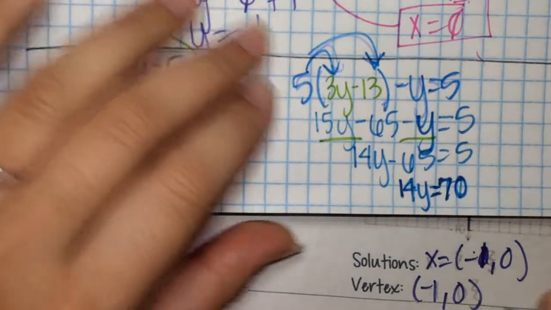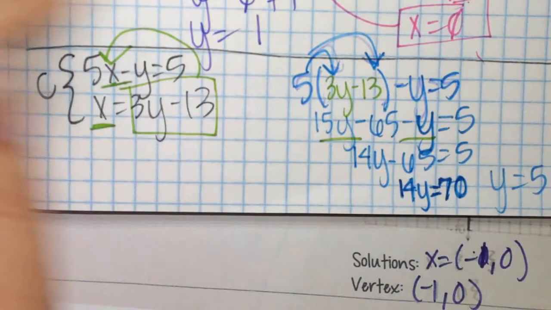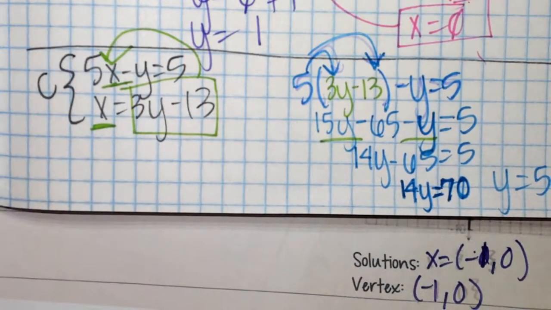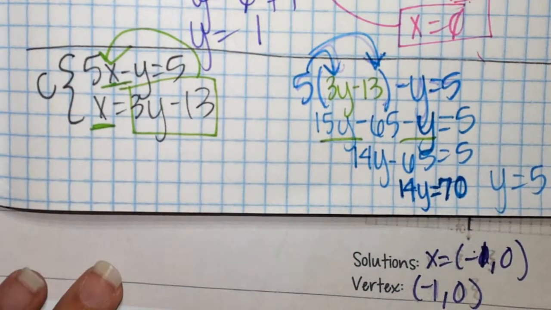Blast off? Like, why are you just saying numbers? What is happening? So y equals 5. Does everybody agree? All right. Why don't you agree? Okay.